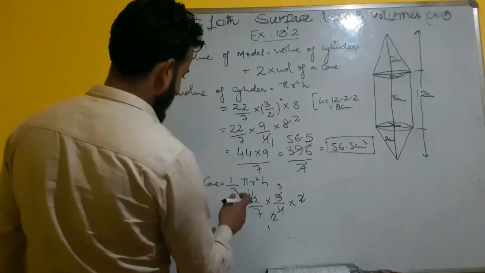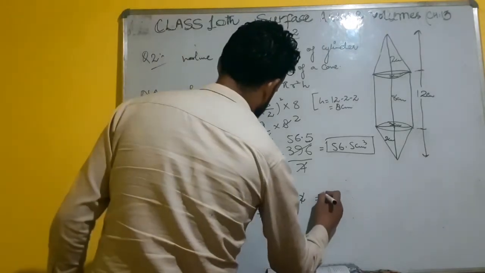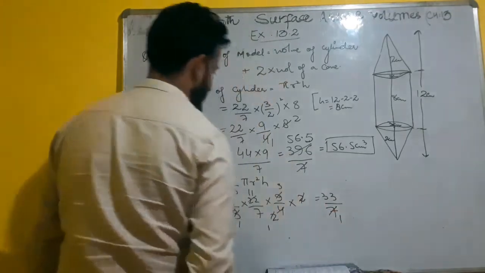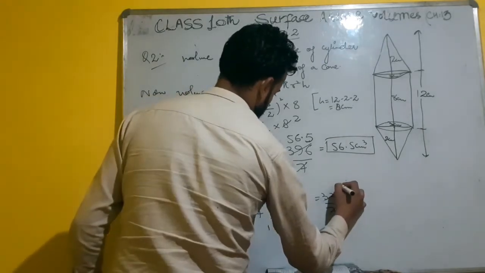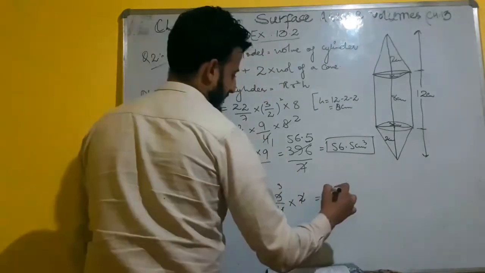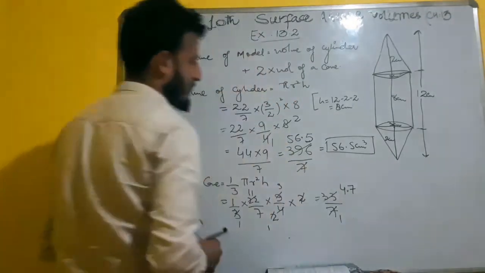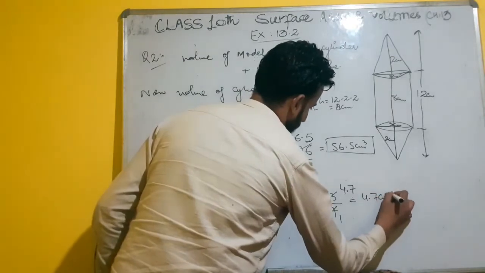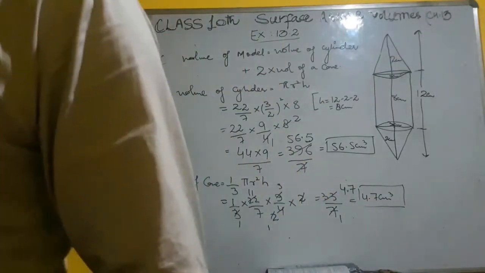So it is equal to 11 into 3, that is equal to 33/7. 7 1 are 7, 7 4 is 28, 4.7, that is equal to 4.7 centimeter cube. This is the volume of the one cone.